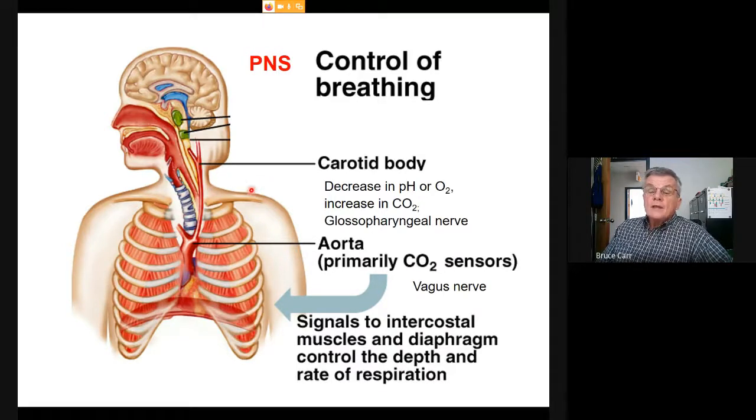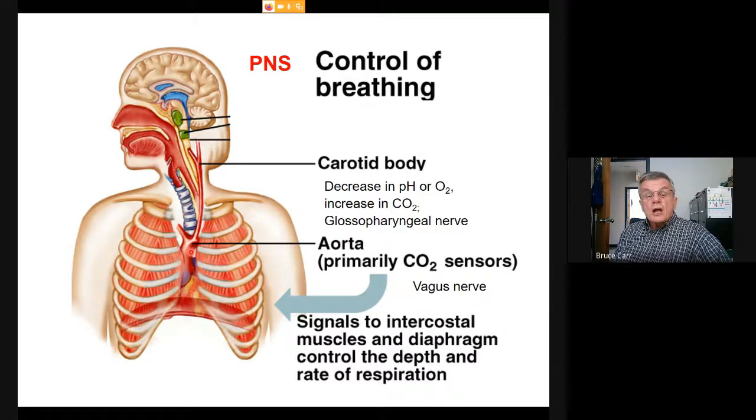So in the carotid body, if we decrease pH or oxygen, or we increase carbon dioxide, those are detected in the carotid body. They are wired to the glossopharyngeal nerve, one of the cranial nerves, and they transport that information to the brainstem. The aorta is a great place to monitor blood.